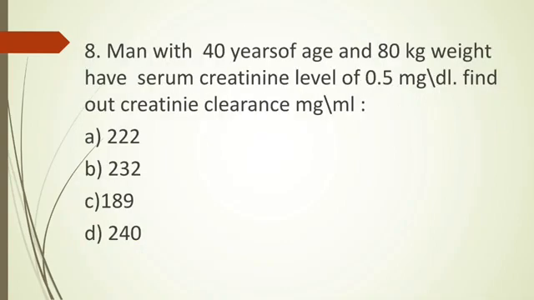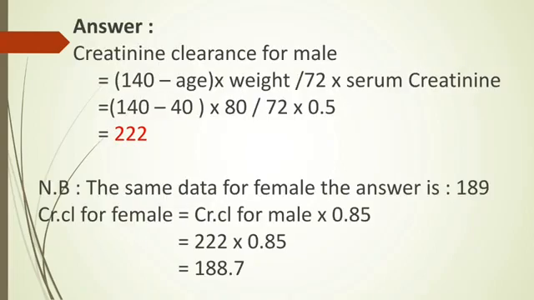Now question number 8. A man of 40 years of age and 80 kilogram weight has a serum creatinine level of 0.5 milligram per deciliter. Find out the creatinine clearance in milligram per ml. Option A 222, option B 232, option C 189 and option D 240. So we have to find out the creatinine clearance level. There is an equation for finding out the creatinine clearance, and the equation is different for male and female.